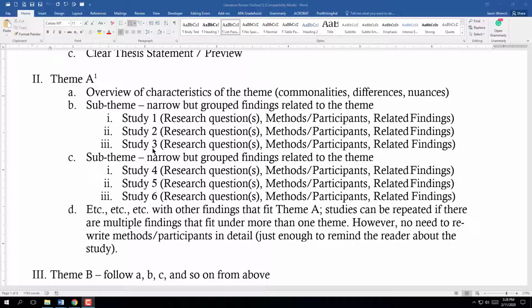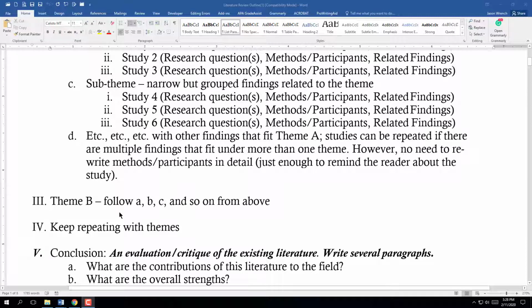So again, the big important thing is you're telling us a story about this literature. Now, depending on what you're doing, you could have 4 or 5 sub-themes. It really just depends on what your literature area is. Then, of course, you have different themes beyond that. Depending on how many variables you have in your study, you could have 4 or 5 different themes. It really depends on what it is that you're looking at.